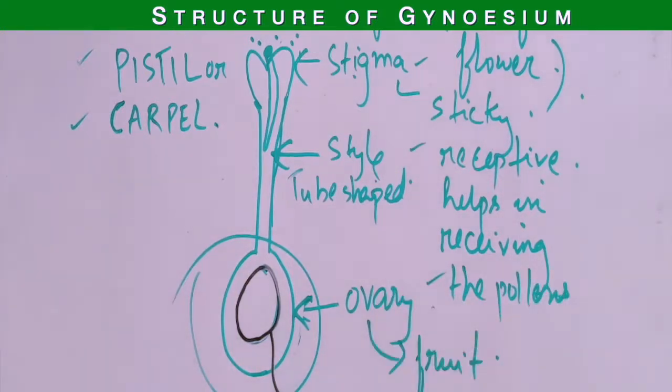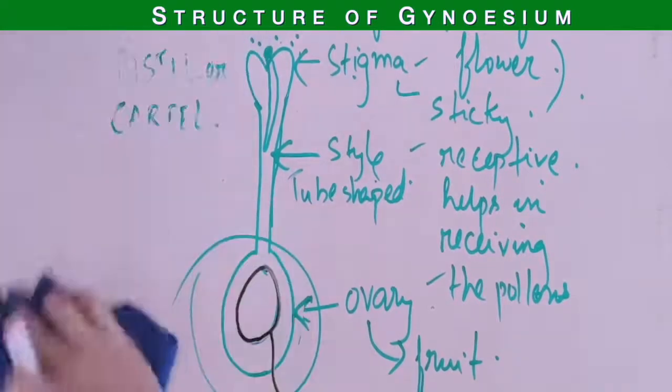So we are going to study the structure of the ovule first. When the ovary becomes mature and ripens, it is known as the fruit, and the matured ovule is known as the seed. The ovule is also known as the megasporangium. Mega means big, like micro is small. So we are going to study the structure of the megasporangium.